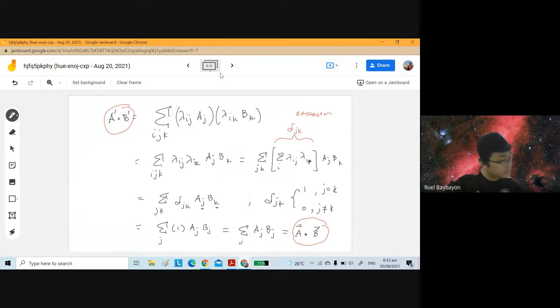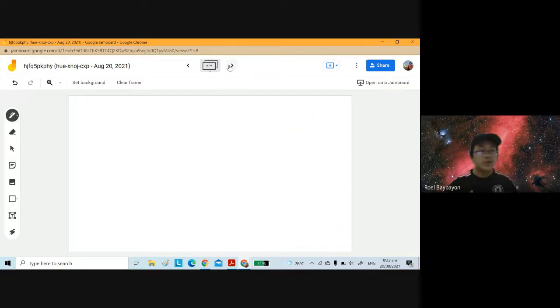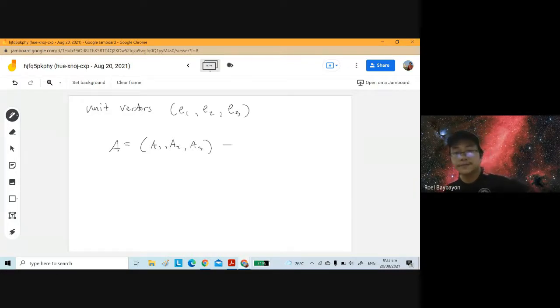Now let's move to a vector product. Again, we defined E1, E2, E3 as unit vectors. I have E1, E2, and E3. If this is my vector A, which has components A1, A2, and A3, you can actually write this as vector A as A1 E1 plus A2 E2 plus A3 E3.